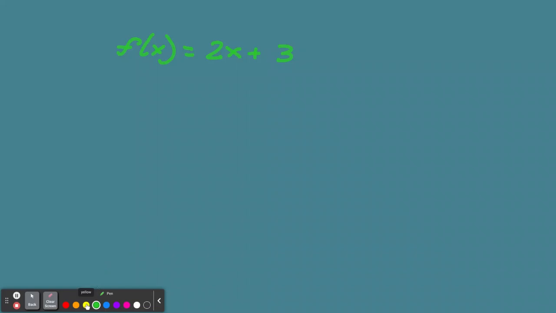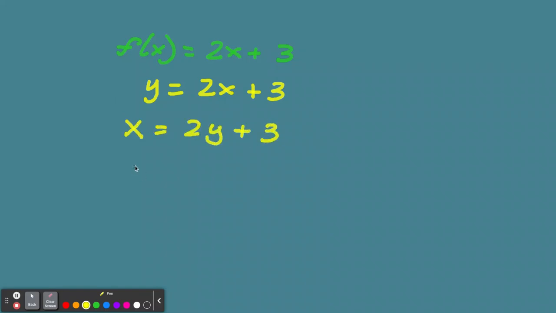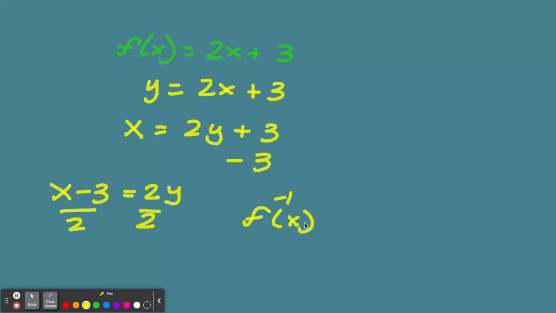So let's say now we did what? We did what first? We made it y equals 2x plus 3. And then what did we do? We swapped, remember? So now we're saying x equals 2y plus 3. And then we're solving for y. Bring that 3 out of there. So now it's x minus 3 equals 2y. Divide the 2 on both sides. And what do we have, right? We can say now that f inverse equals x minus 3 over 2.